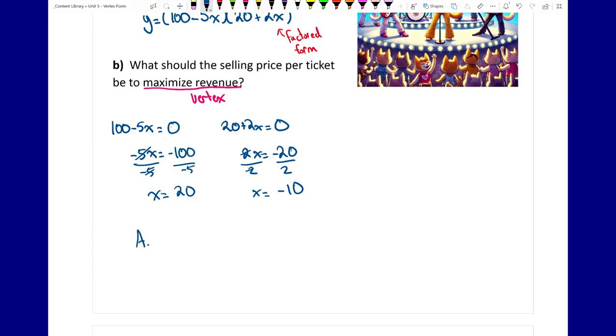I can use that to find my axis of symmetry by adding my values together, 20 plus negative 10, and dividing by 2. I get 10 divided by 2, or 5. So that means my axis of symmetry, or the x value of my vertex, is going to be 5.